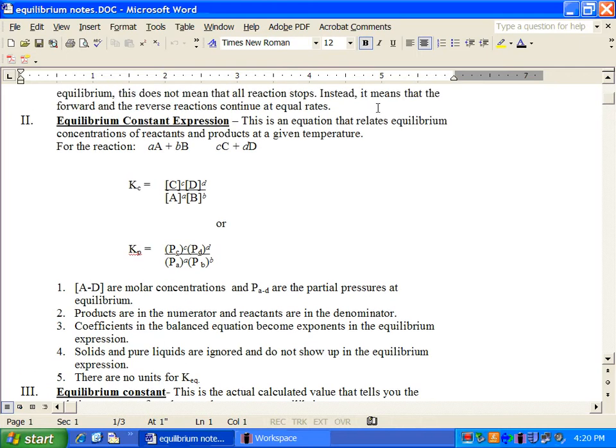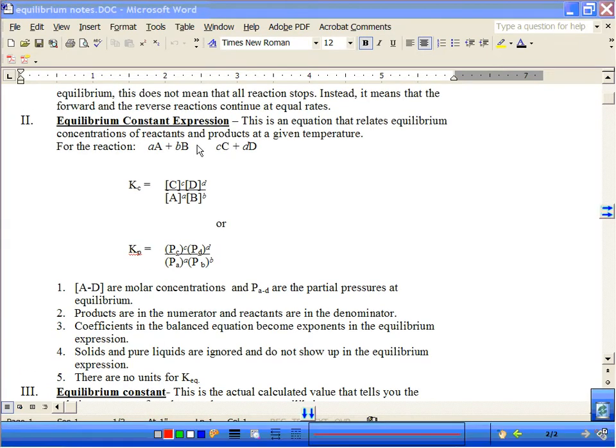So when you go to write the expression, the little a means the coefficient, and the big A is talking about the substance there. So we have A plus B, with a coefficient of little a and little b in front of them, making C and D, and these represent our coefficients. When you write the expression, notice we've got brackets, and the brackets are raised to their coefficient power. We actually did some of these in pre-AP, but it's been a long time.